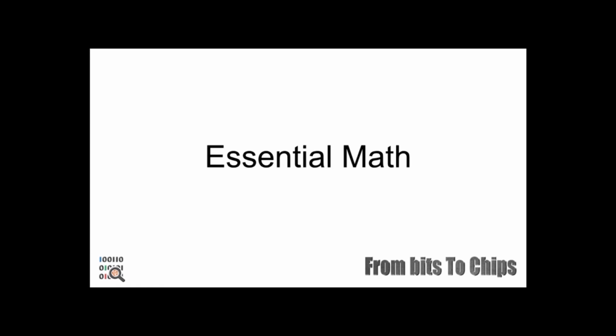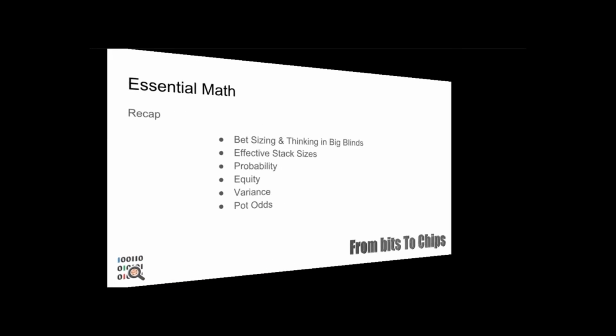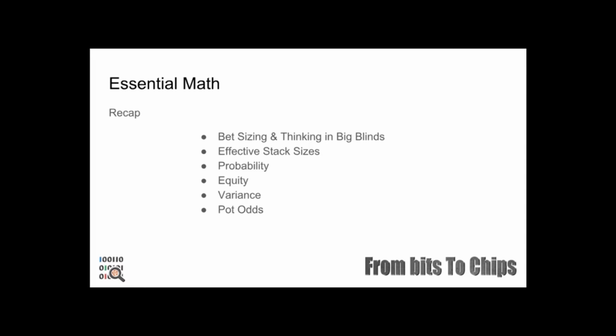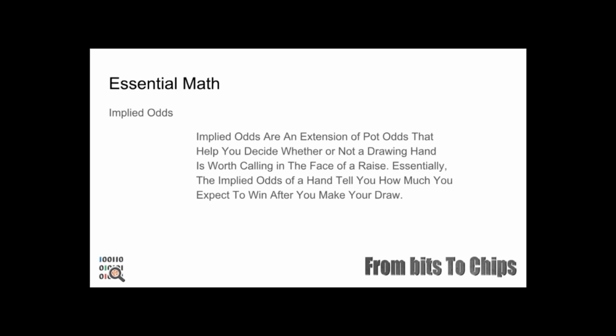So before we continue, here's a quick recap of what I've covered in the previous video. Bet sizing and thinking in big blinds covered how we should bet on the table. Effective stack sizes showed us the maximum amount that could be won between two players on a single hand. Probability was the effective outcome of any given situation. Equity was the probability percentage of making our draw. Variance was every poker player's nemesis. This is the deviation from the expected outcome. And finally, pot odds. What odds are being offered to call a bet? So with that quick recap, let's continue with our essential maths.